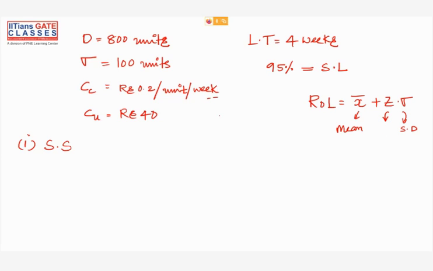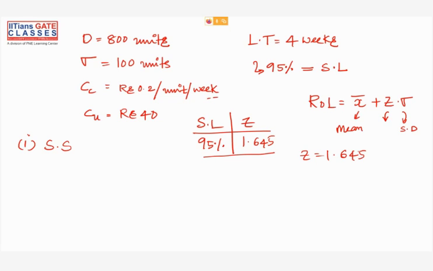I told you that service level is related to this standard normal variate. If you go back and see the table, this problem wants 95% service level. For 95% service level, the corresponding standard normal variate is 1.645. So by this you got the Z value, Z is 1.645.